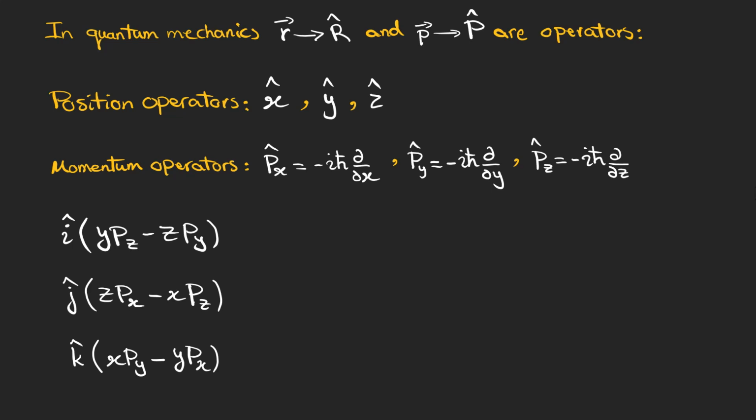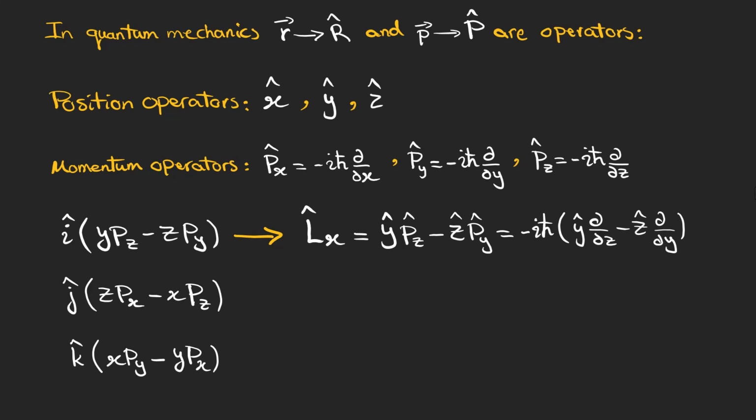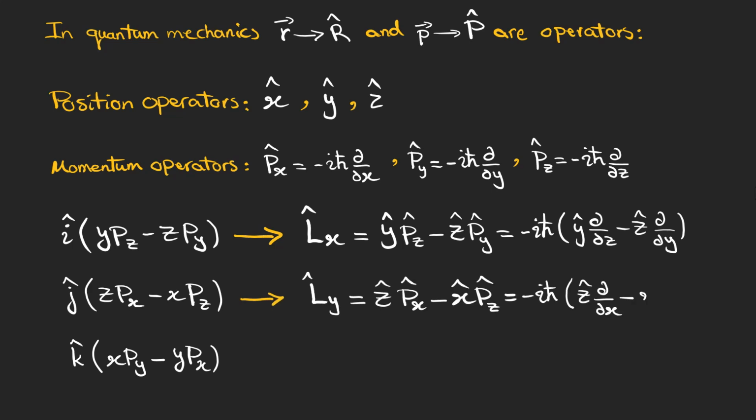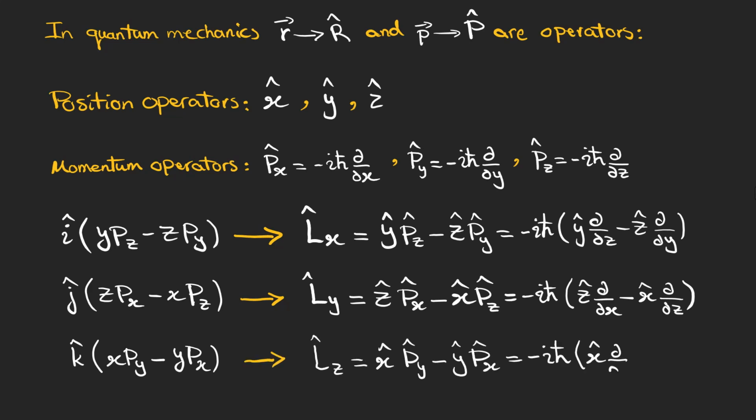We can use the position and momentum operators to write down the components of the angular momentum operator. The x component of the angular momentum operator is Lx and can be written as minus i h bar (y d/dz minus z d/dy). The expression for Ly, which is the y component of the angular momentum operator, can be written like this. And finally, the last one, the z component of angular momentum, can be written as you see.